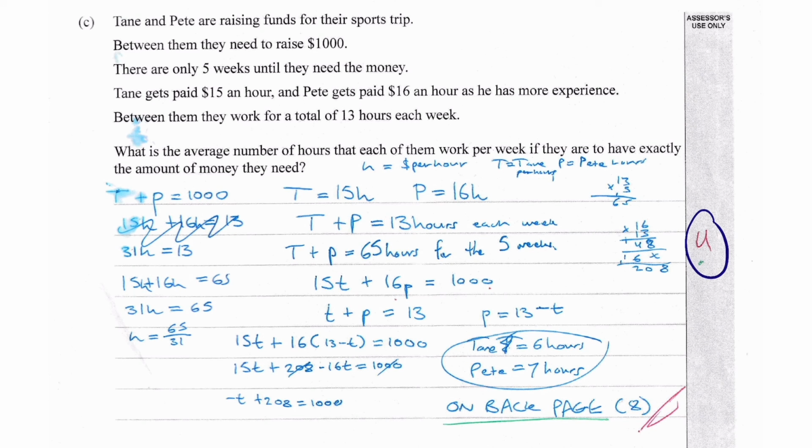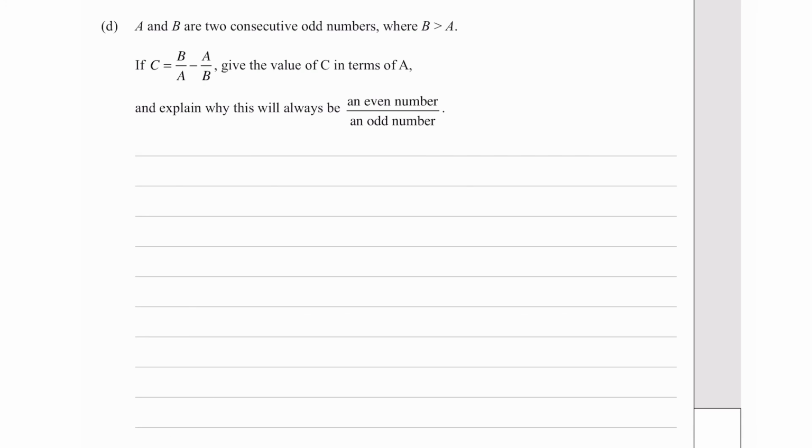Now, I'm looking at this working, and I've set up equations completely the wrong way. I've also solved for Tane and Pete getting 6 and 7 hours, which is definitely wrong. So I think the achieve mark there is a bit of a pity mark. But yeah. Okay, let's look at the final question.